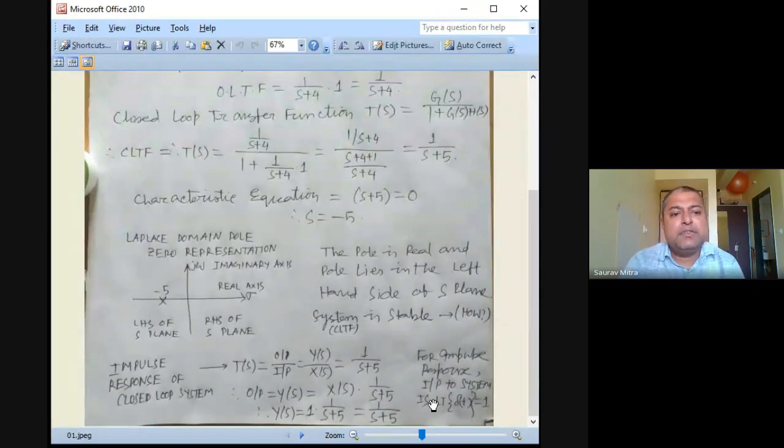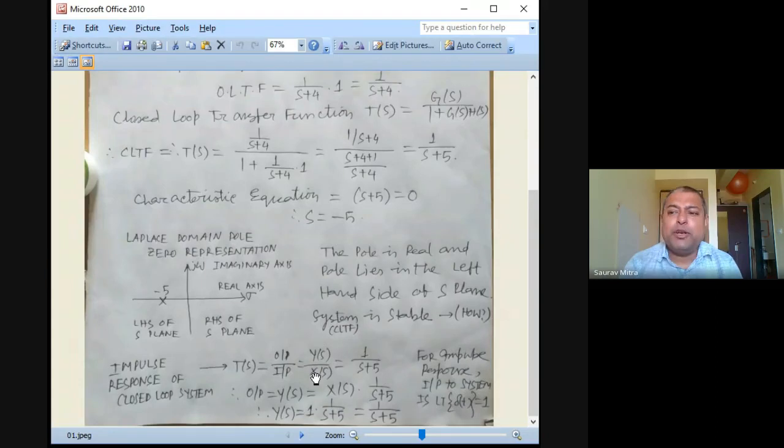Why? Because the transfer function is Y(s) by X(s) and the impulse response is Y(s). So T(s) is equal to Y(s), because X(s) is equal to 1. T(s) is equal to Y(s) equal to 1 by (s+5) because X(s) is equal to 1. What is X(s)? X(s) is the Laplace transform of the impulse. The impulse signal is given by delta(t), and if you convert that into the Laplace domain, you get 1. So when X(s) is equal to 1, the transfer function is equal to the output response.